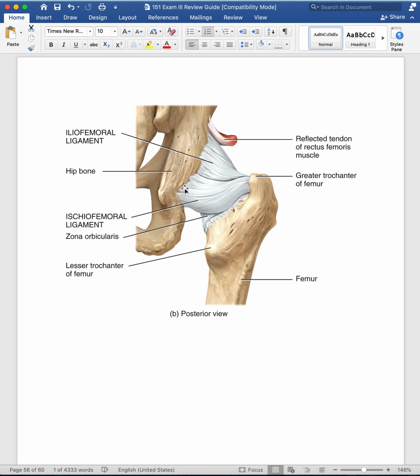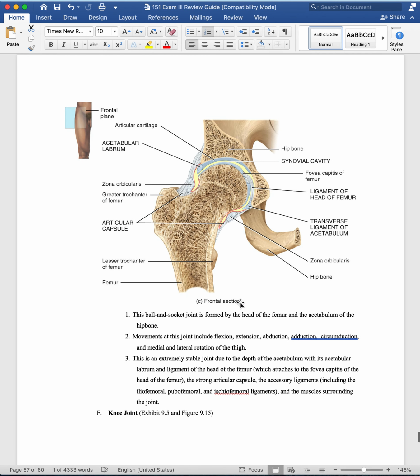We have several ligaments. Again, the iliofemoral ligament depicted here. Ischiofemoral ligament, that just means the different regions of the hip are connected to the femur, right? The ilium, remember we had the ilium, the ischium, and the pubis. And again, the different trochanters, we have the greater trochanter and the lesser trochanter of the femur. If we take our frontal plane, we can look at the actual articulation.